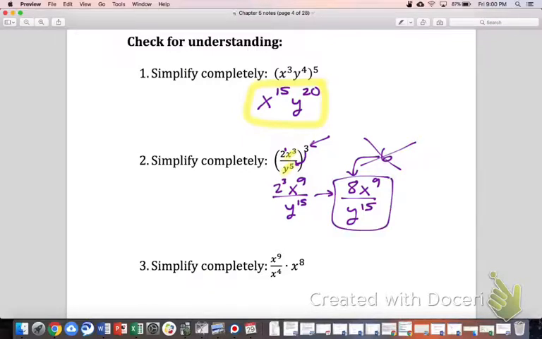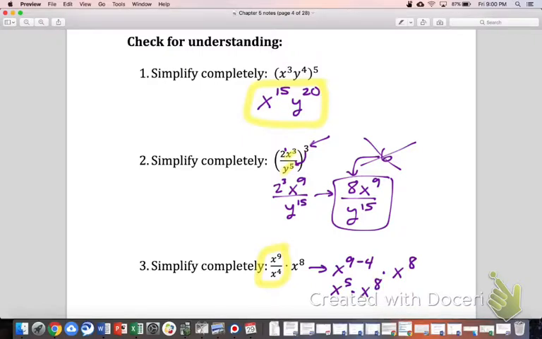Okay, and then finally we have number 3 down here. A couple of steps to this one. Let's do this step first. I've got x to the 9th over x to the 4th. Notice they're all x's. This is our quotient rule from before. If I am dividing like bases, then I subtract my exponents. 9 minus 4, of course, is 5. We still have that times x to the 8th. So this gives us x to the 5 times x to the 8.